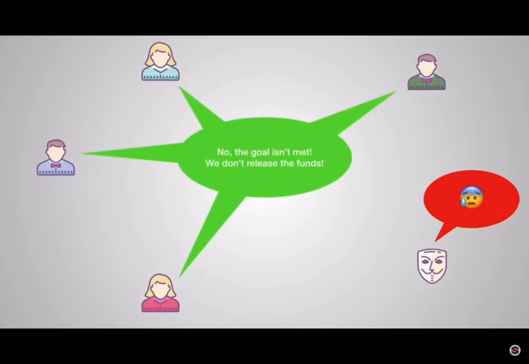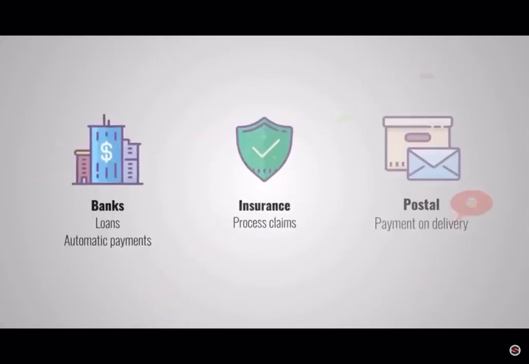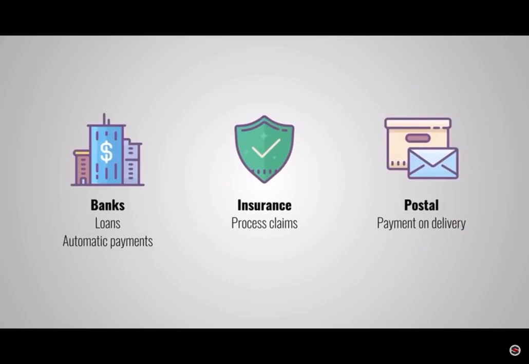Smart contracts can be applied to many different things, not just crowdfunding. Banks, for example, could use it to issue loans or to offer automatic payments. Insurance companies could use it to process certain claims, and postal companies could use it for payment on delivery, and so on and so on.